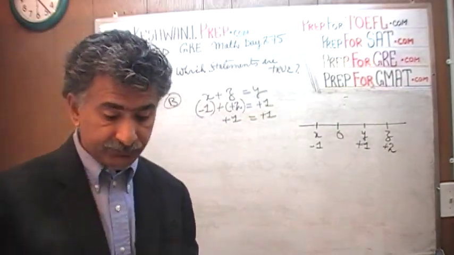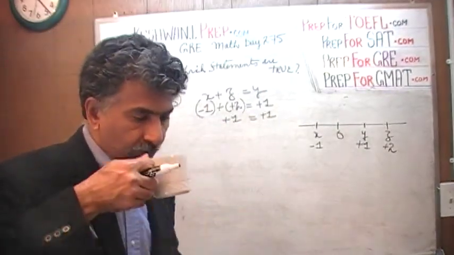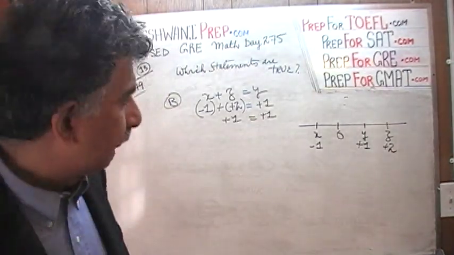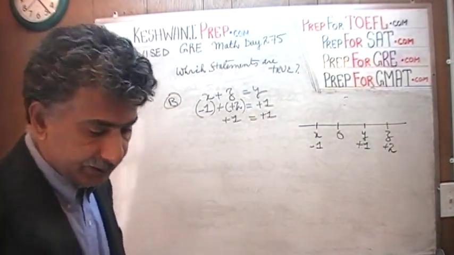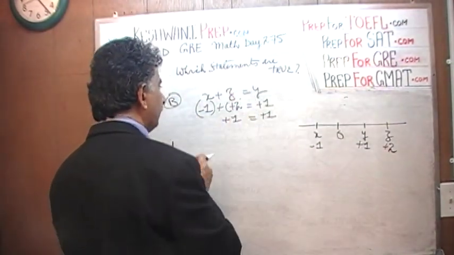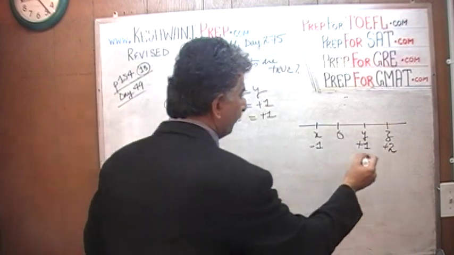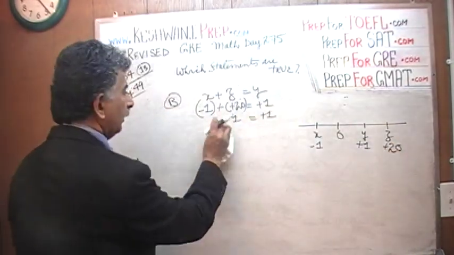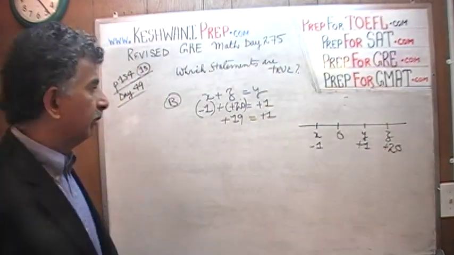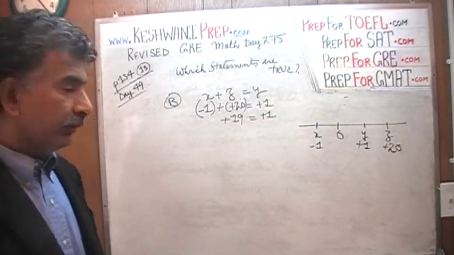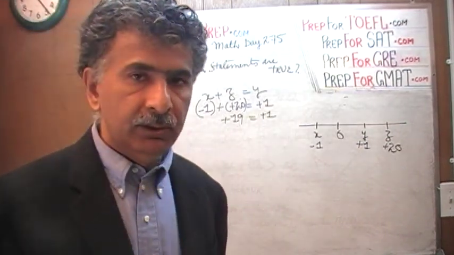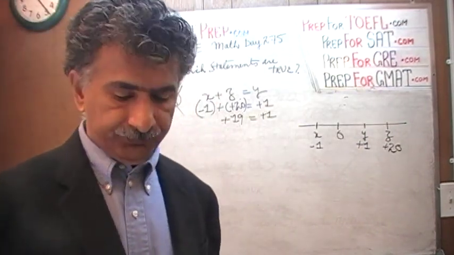But what if z, instead of being positive 2, what if z turns out to be positive 20? If z turns out to be positive 20, then we'll have positive 19 here. And positive 19 does not equal positive 1. So it is not true. Statement B is not something that is necessarily true.